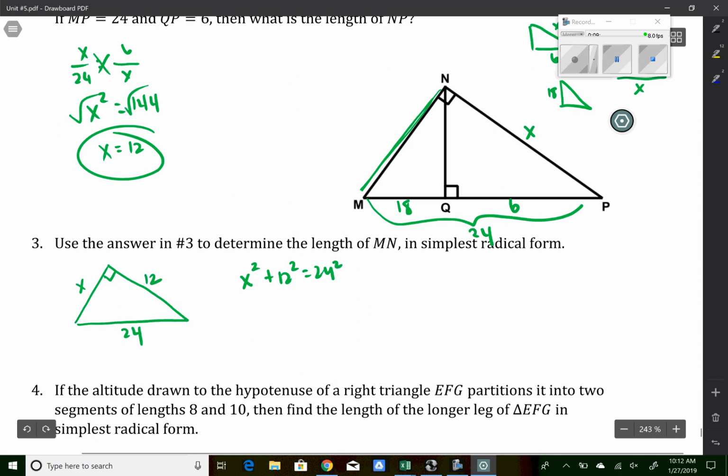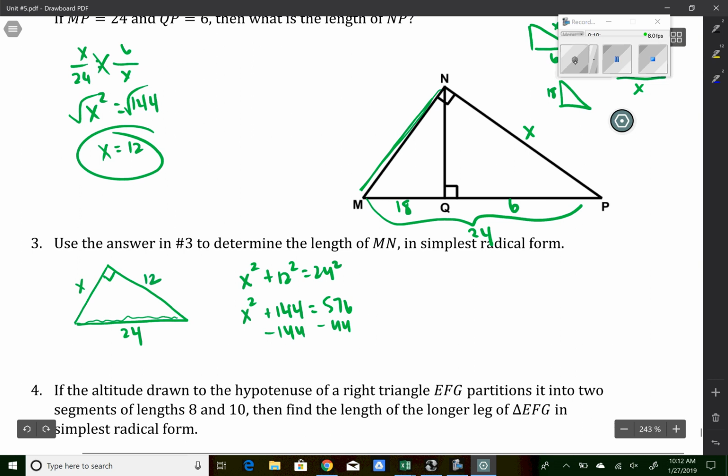Because if I use a squared plus b squared equals c squared, remember, c is always the hypotenuse, the longest leg. So if I do some math here, I have x squared plus 144 is equal to 24 squared, which is 576. Subtract 144 from 576, and I get x squared is equal to 432. Square root that. 432 is not a perfect square. It's not on my perfect square list. So I have to try and find a number that goes into 432.